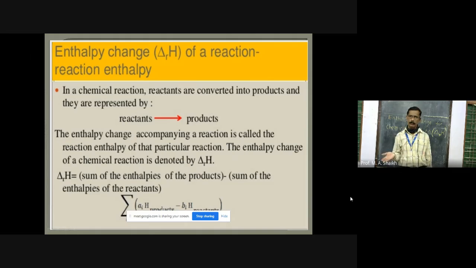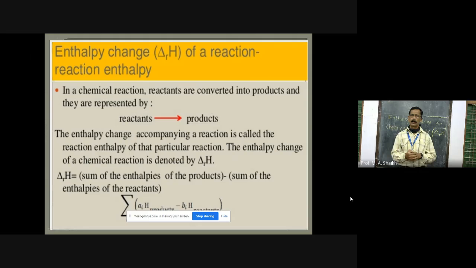Enthalpy of reaction or reaction enthalpy. Symbolically, delta HR. R indicates reaction. Now, see, in a chemical reaction, we have to write reactants on the left hand side, and after the arrow, we have to write products on the right hand side. In short, in a chemical reaction, reactants are converted into products. Now, in the slide it is given how to represent the reaction. Reactant state is the initial state, isn't it? And product state is the final state.